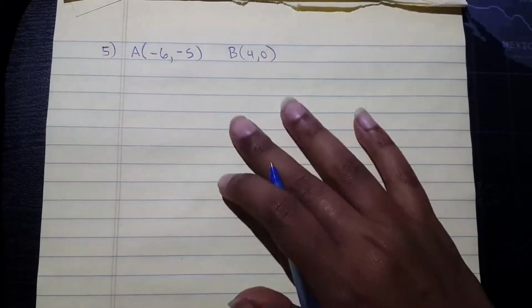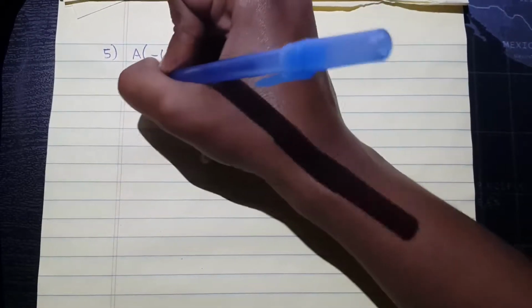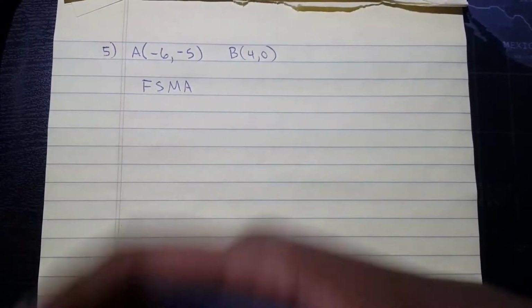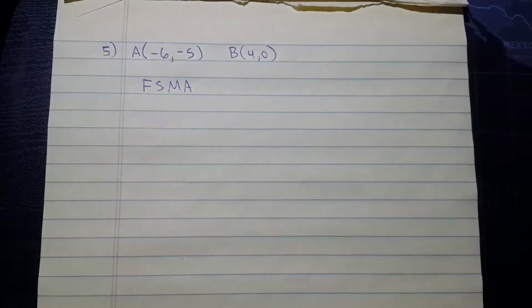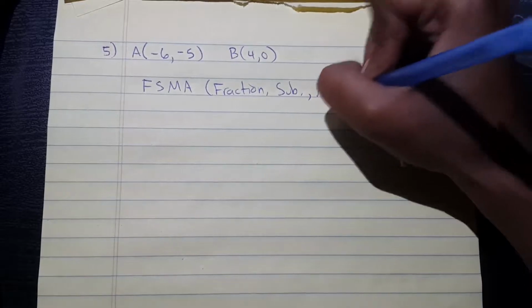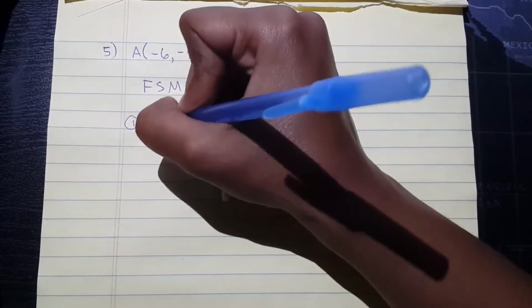So first thing I'm going to do, I'm going to write down the coordinate points of the endpoints that we're given. So A is negative 6, negative 5, and B is 4, comma 0. And the algebraic way that we came up with has the following acronym: FSMA. And you can have this acronym mean anything you want to help you remember it, whatever's funny to you. But what it stands for mathematically is fraction, subtraction, multiplication, and addition.